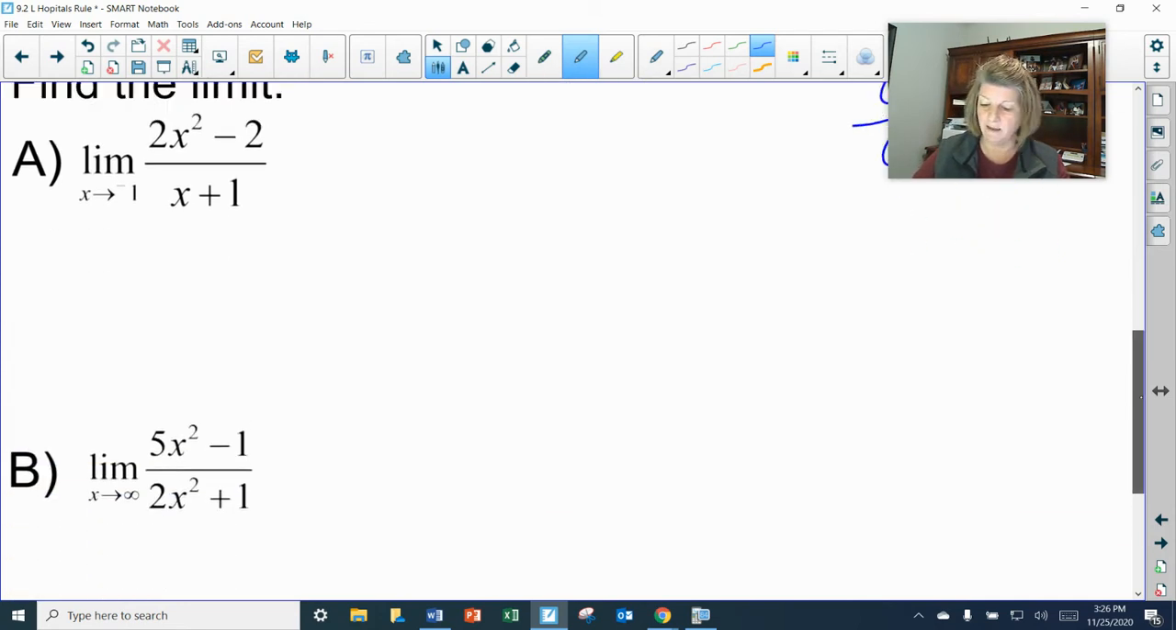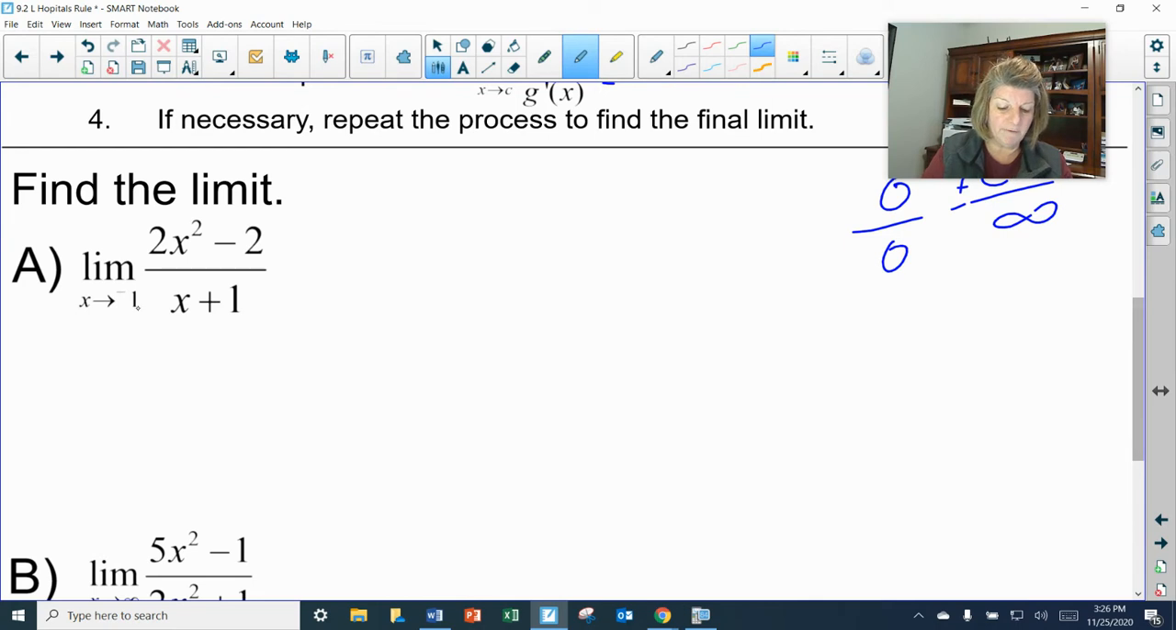Okay, so let's take letter A, for example. If I put -1 in, I'd have 2 minus 2 on top. I can see that that's 0. If I have -1 on the bottom, I also get 0. So for a multiple choice question, I would probably do that quick analysis and then apply L'Hopital's rule by taking the derivatives.